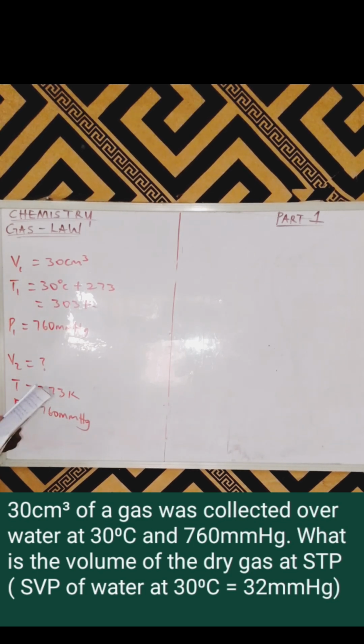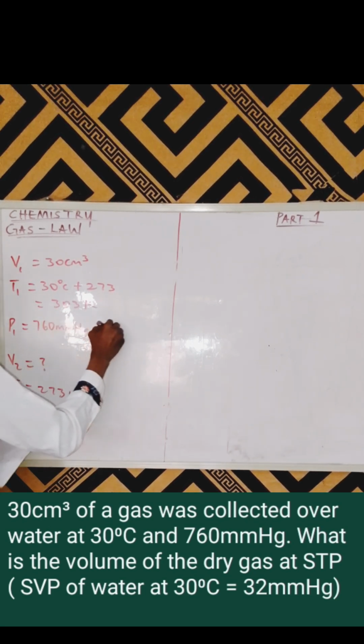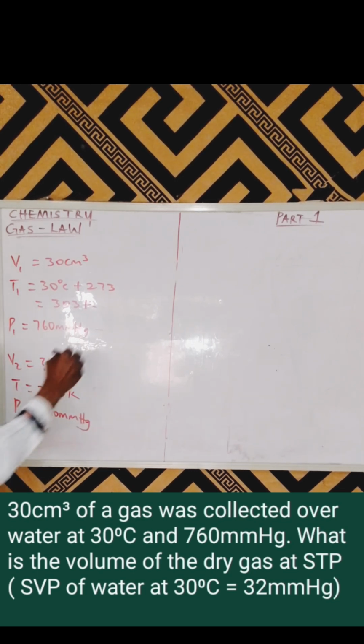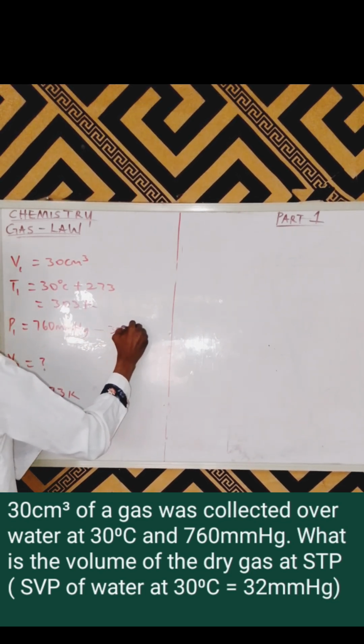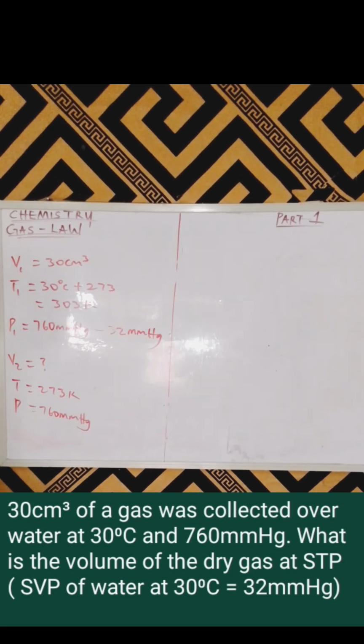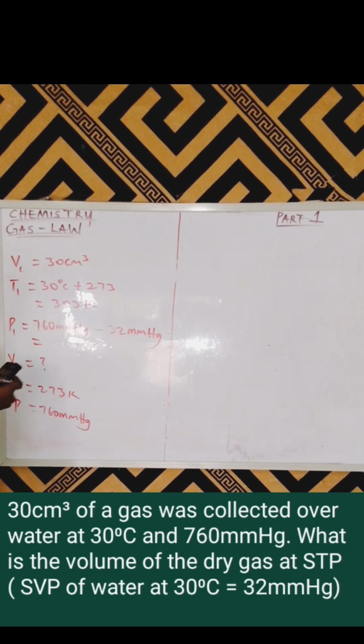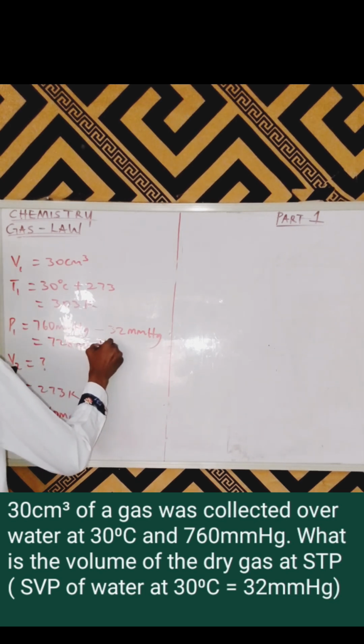In brackets, SVP, which is the saturated vapor pressure of water at 30 degrees Celsius, is 32 millimeter mercury. So now they told us that the pressure of the gas collected over water is 760 millimeter mercury, and the saturated vapor pressure of water is 32. So to get the main pressure, I'll subtract the SVP of water, minus 32 millimeter mercury. That's all. So now my P1 is going to become 760 minus 32, that will be 728 millimeter mercury. Yeah, that's it.